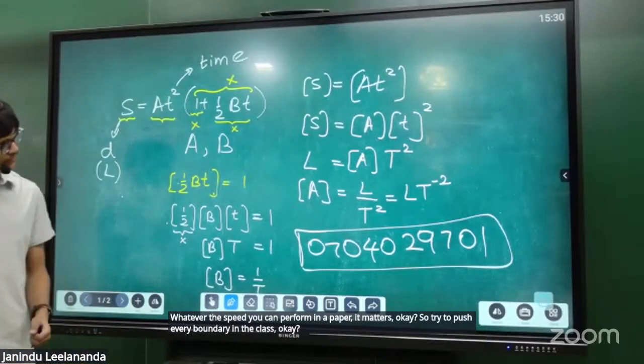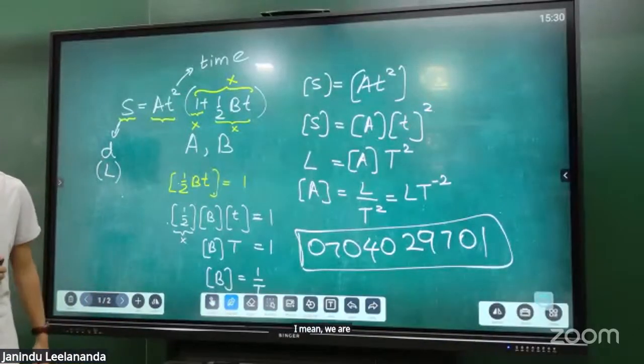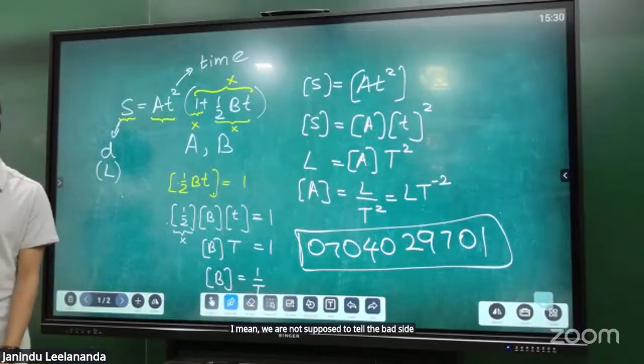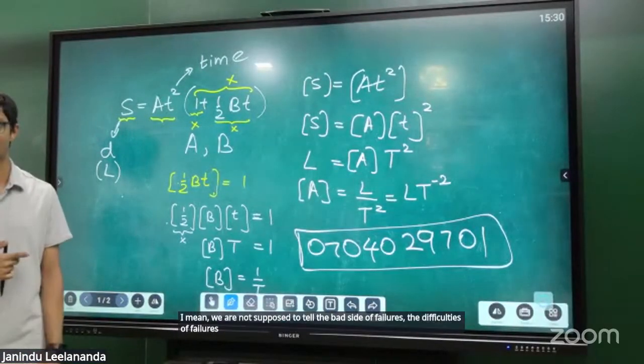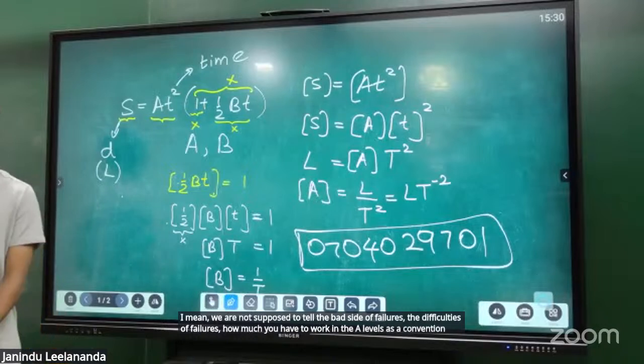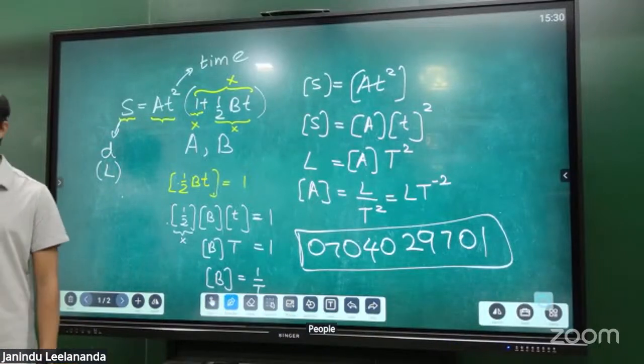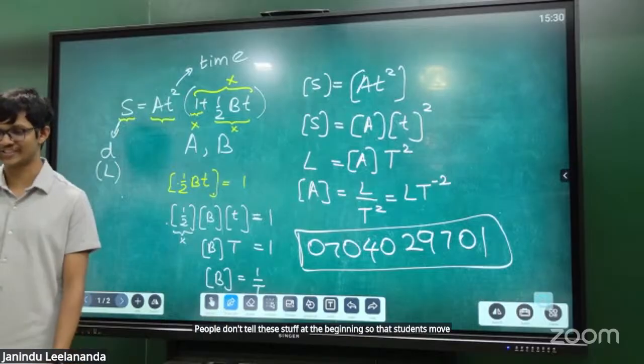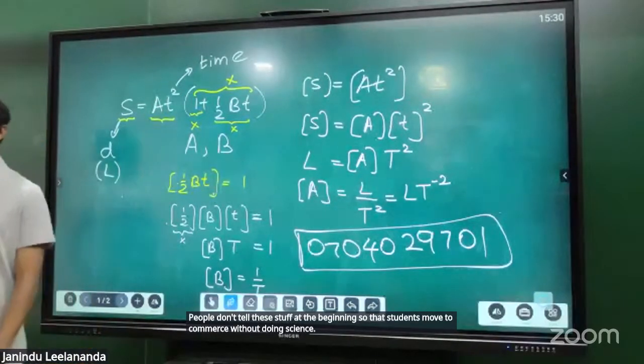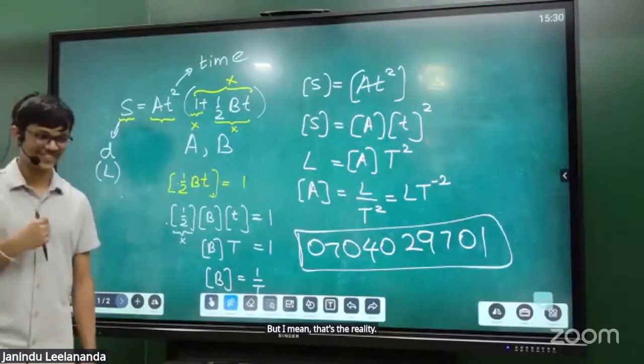I mean, we are not supposed to tell the bad side of A levels, the difficulties of A levels, how much you have to work in the A levels. As a convention in the tuition industry, people don't tell this stuff at the beginning so that students move to commerce without doing science. But that's the reality, okay? There's a lot to do.